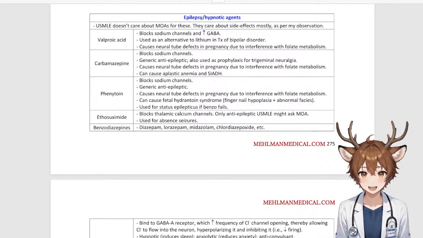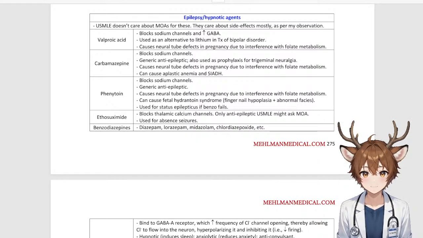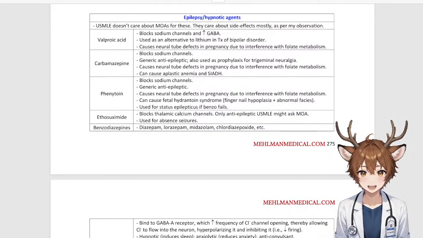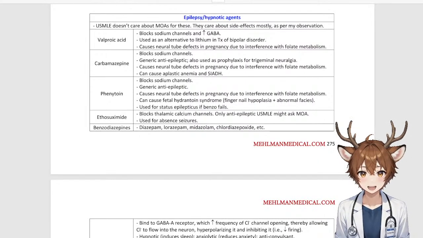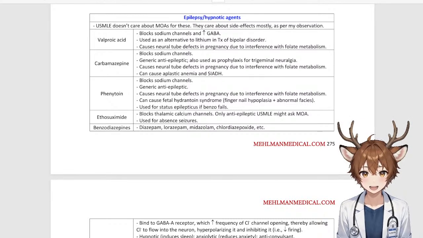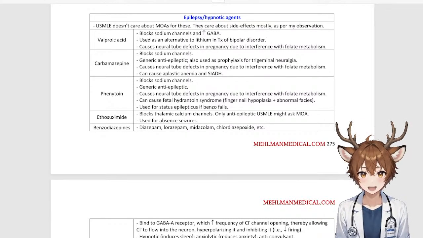What about epilepsy and hypnotic agents? Well, USMLE doesn't care about MOAs for these, they do care about the side effects mostly, as per my observation. So valproate or valproic acid blocks sodium channels and elevates GABA.